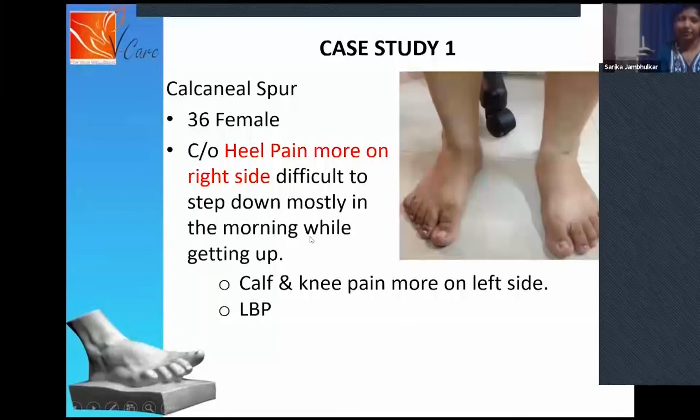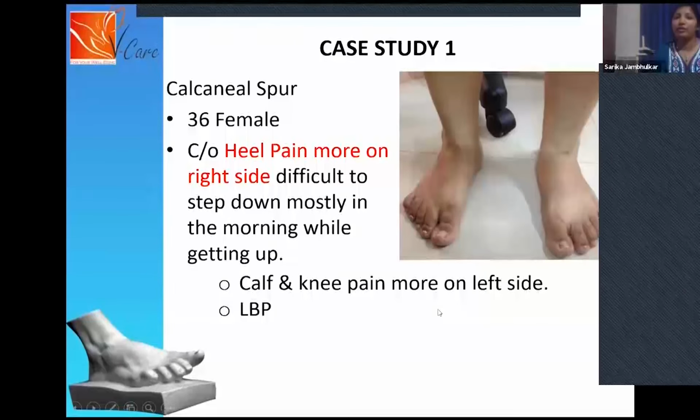So typical plantar fasciitis pain, when the person gets more pain in the morning. First few steps are very painful. The person has to limp and eventually it gets better, or then later on when they walk more, it aggravates. So it's typical of plantar fasciitis complaints.